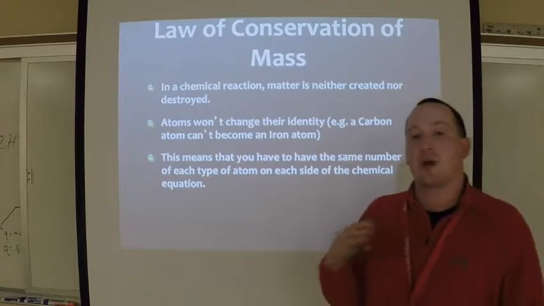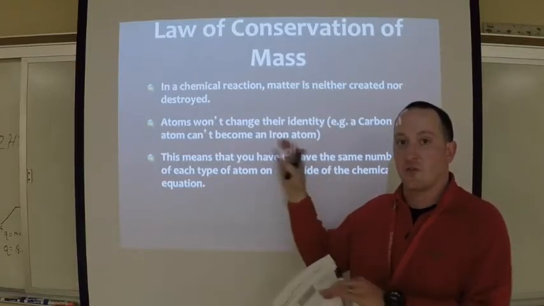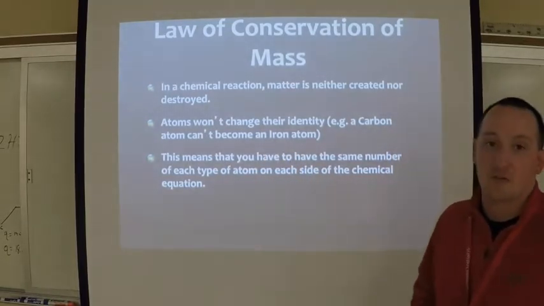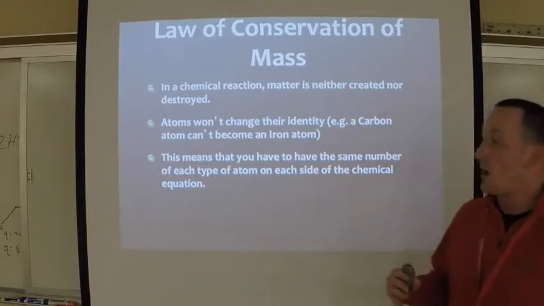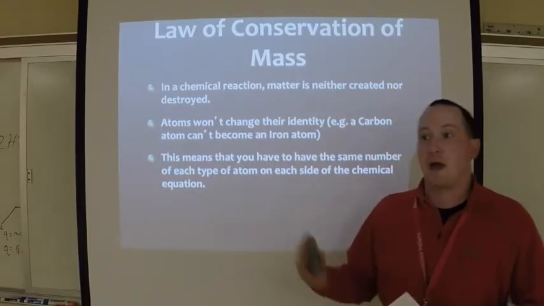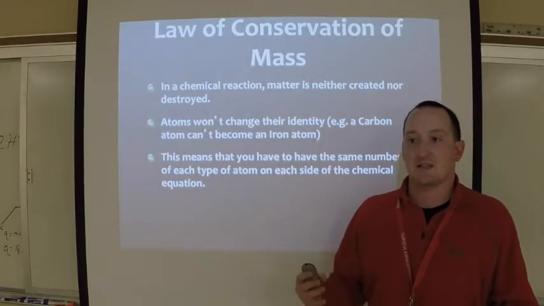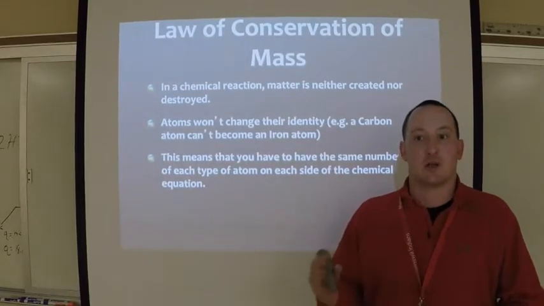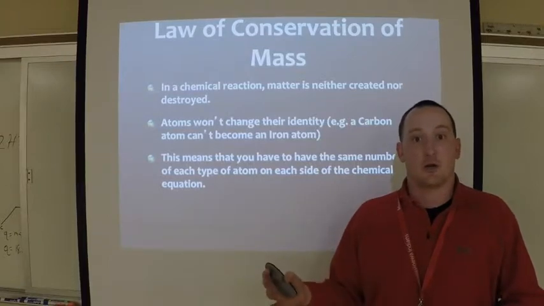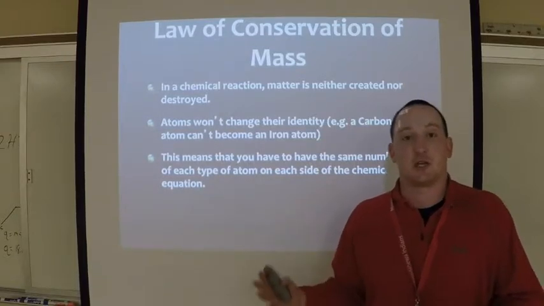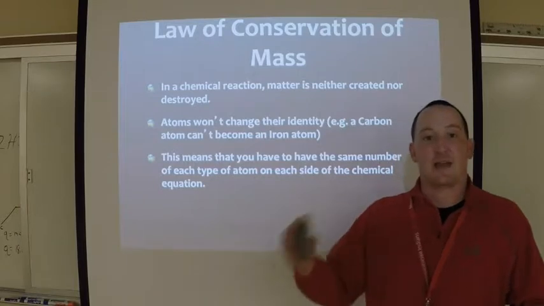So the reason why we have to balance chemical equations is because of this law. It's called the law of conservation of mass. And what it says is in a chemical reaction, matter can't be created or destroyed, which makes sense. You know, I can't just do a reaction and make matter disappear, make it turn into nothing. What happens is atoms get rearranged.